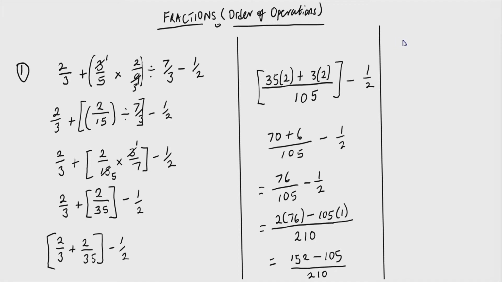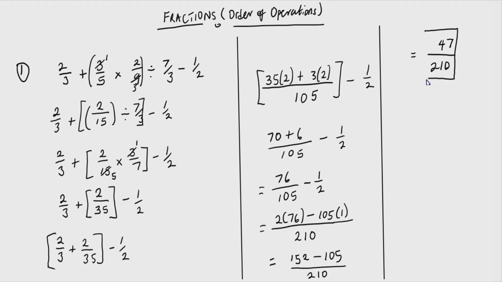Okay, so 152 minus 105 must be 47, divided by 210. That's it. Maybe next time I'll work it out.